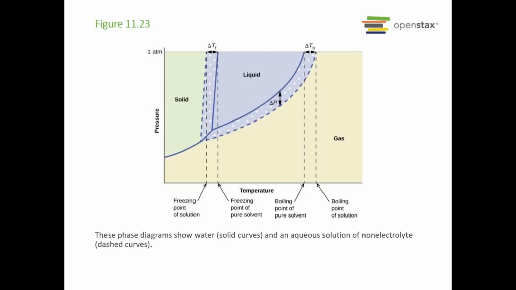All right, so this part of the section talks about phase diagrams for a solution. So we're looking at what happens when you add a solute to a solvent. So you can see the dashed lines represent the aqueous solution, and you can find the delta TF and delta TB as well. So you can see those boiling points change and our freezing points change. Yeah, that's about it there. You can just see the change. I thought it's kind of a nice thing to see.